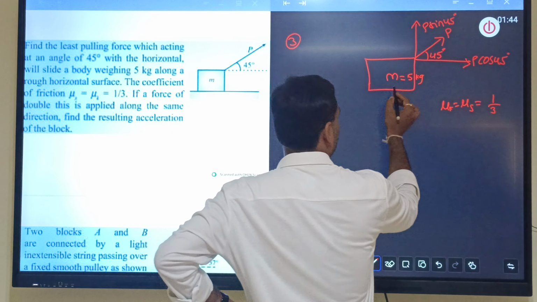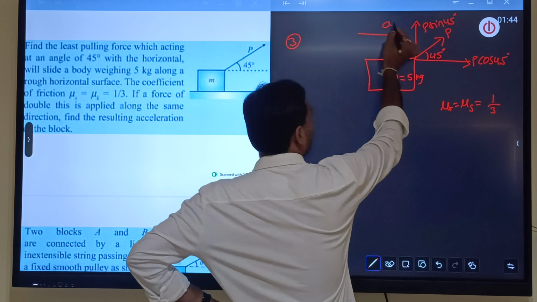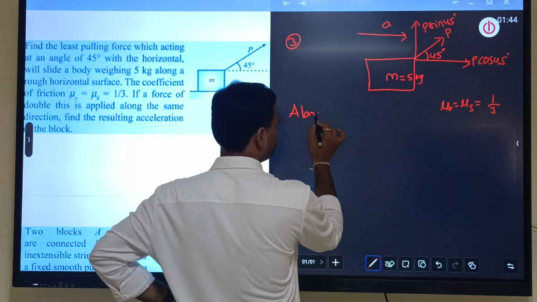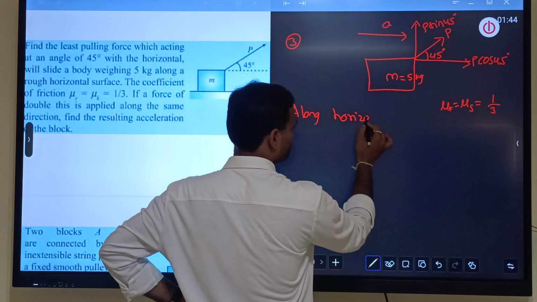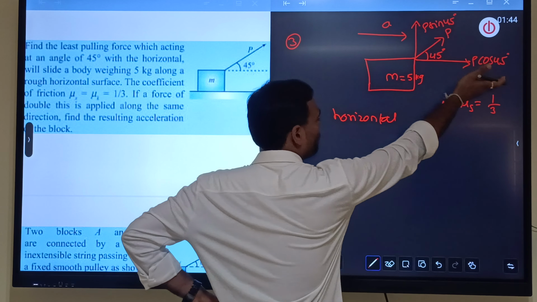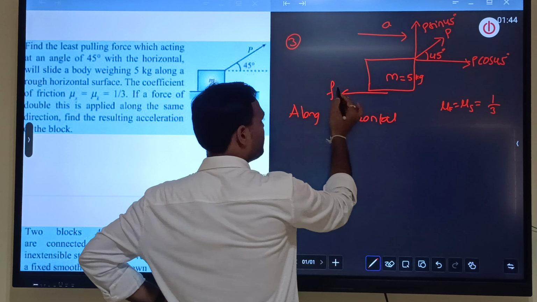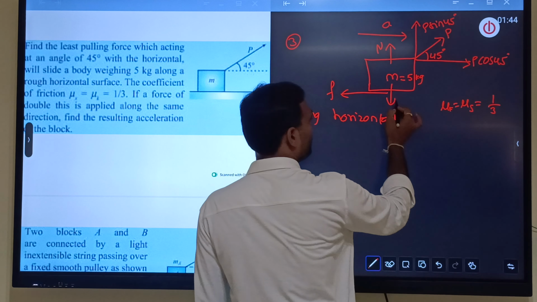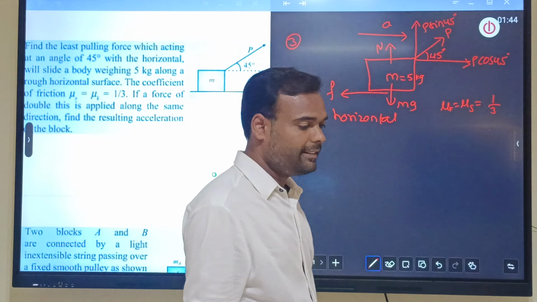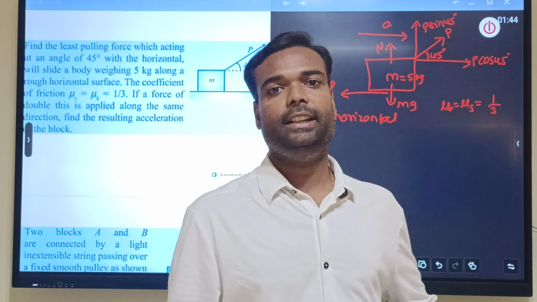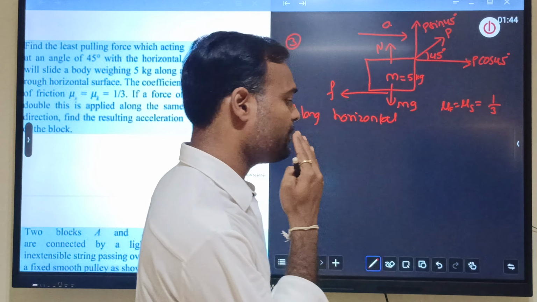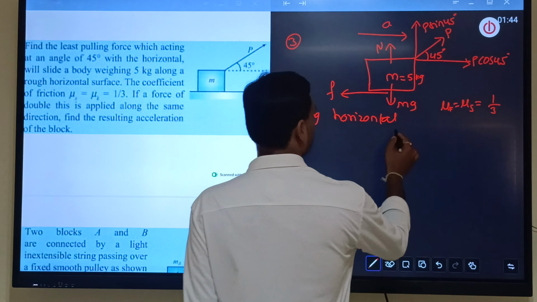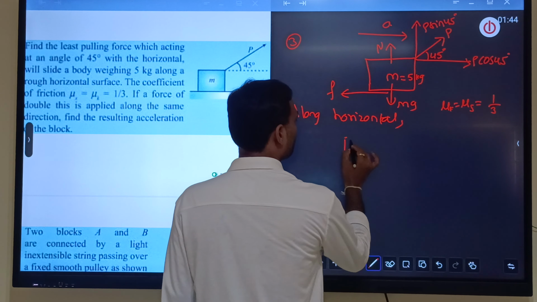Now see, obviously the object will move in the rightward direction with an acceleration along the horizontal, and here the object will move in the forward direction, meaning friction will act in the leftward direction, and normal will act in the upward direction, mg will act in the downward direction. These are the set of forces acting on the object, which I am representing by drawing a free body diagram, that is a representation of different forces acting on the object. Clear?